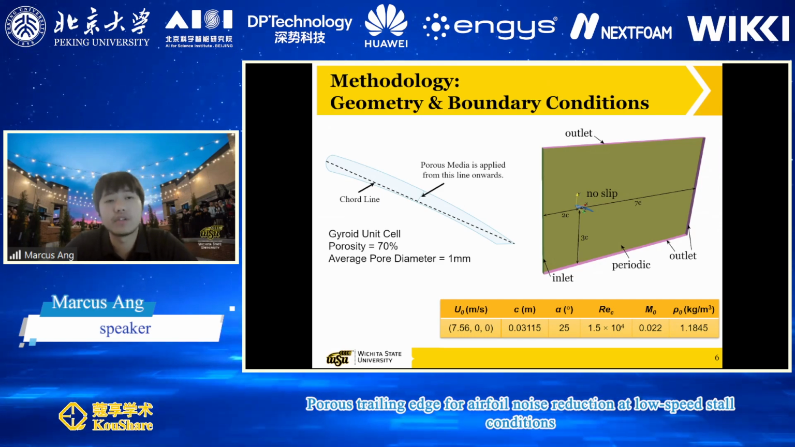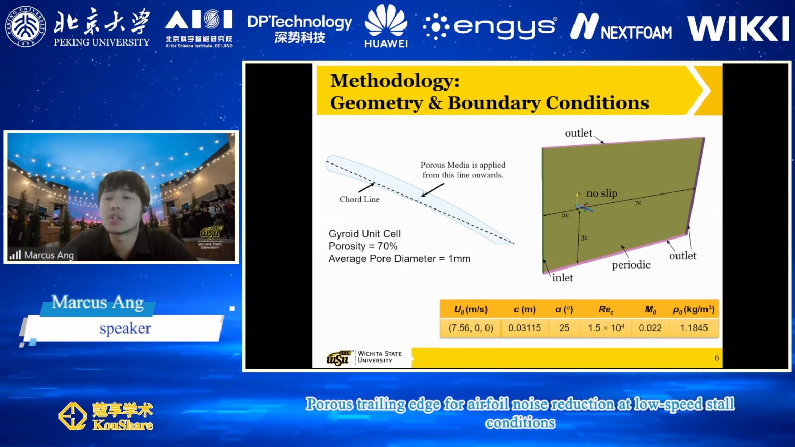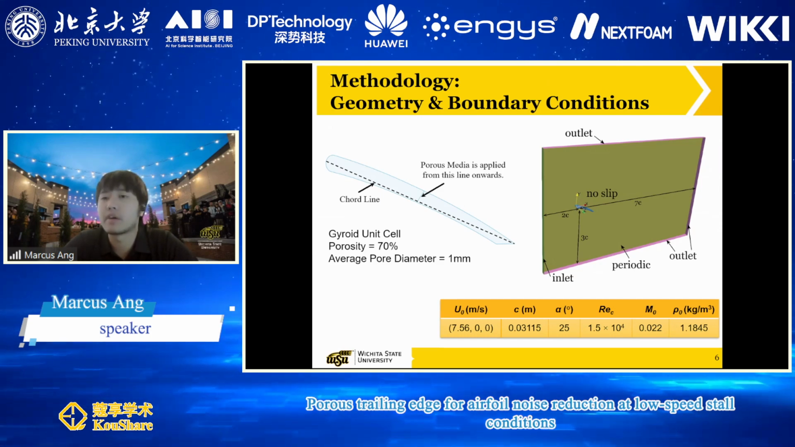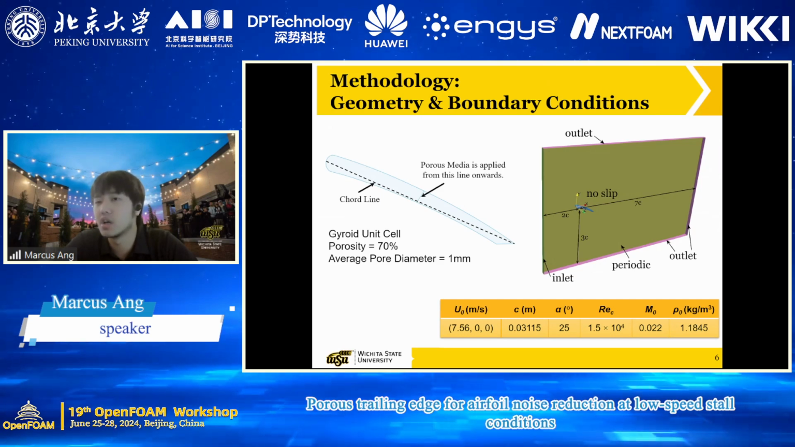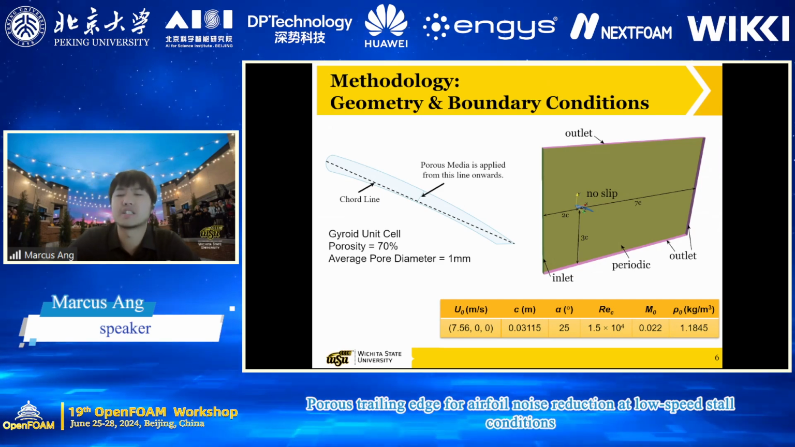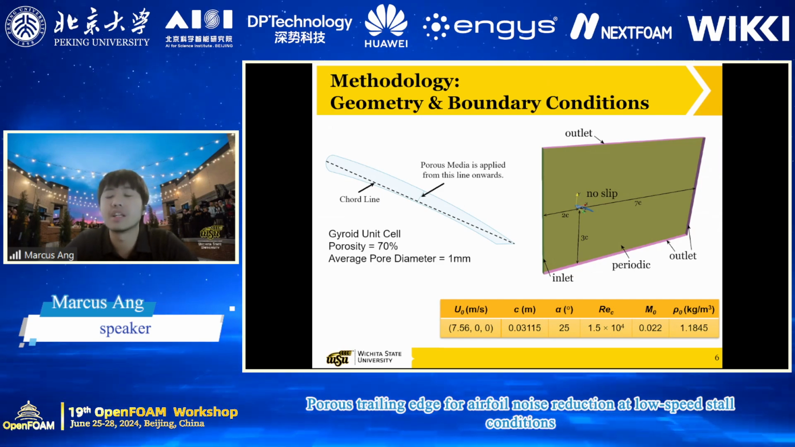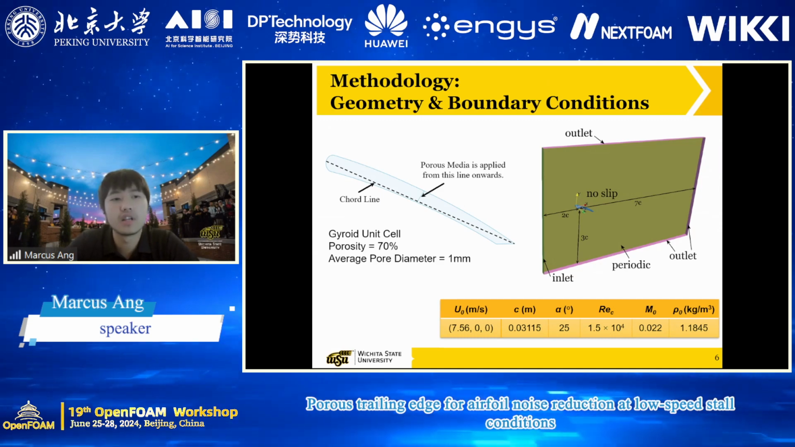On the right side of the figure, you can see the computational domain. We're going to be using a periodic boundary condition on both sides. So the span is only about 0.2 C, which is fairly small, but it's in line with what many people in the literature do for these kinds of studies.